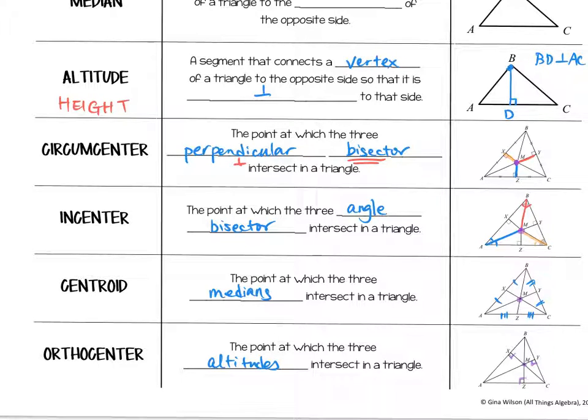I think very often the last four concepts, circumcenter, incenter, centroid, and orthocenter, are the most challenging because they're built on top of the four basic concepts. That's when people get confused. So just remember, circumcenter relates to perpendicular bisectors. Incenter relates to angle bisectors. Centroid relates to medians, and orthocenter relates to altitudes.